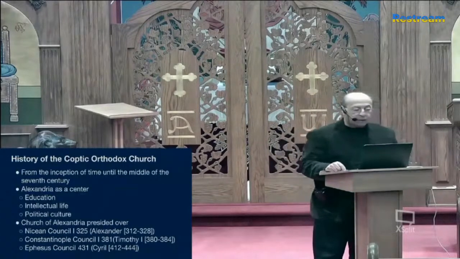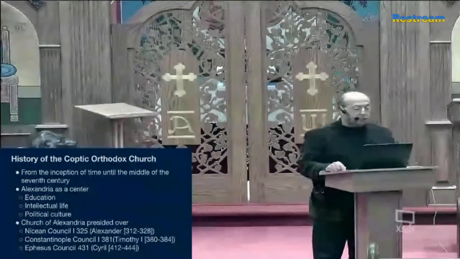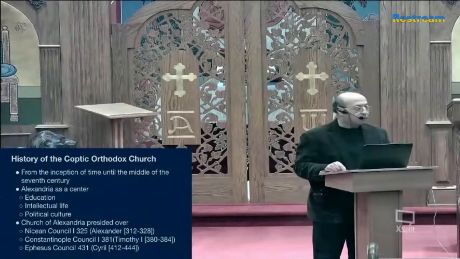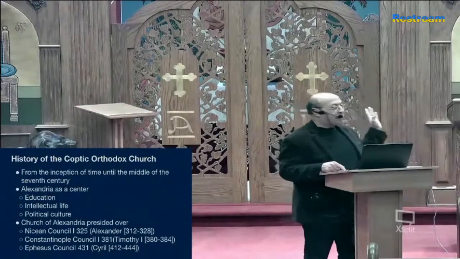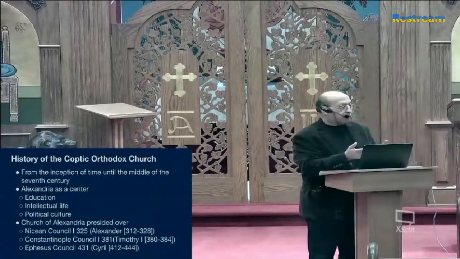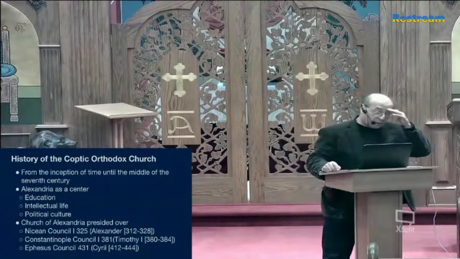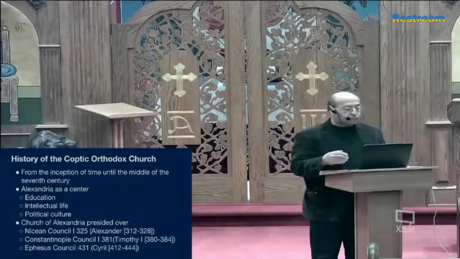Bishop Timothy in the Council of Constantinople I, and Bishop Cyril in the Ephesus Council in 431. You heard about Cyril? Who's Cyril? Pillar of the Faith. And he's here. You find his icon inside, and he's holding a book in his hand. And Cyril was an utmost student of Athanasius. So the first, second, and third ecumenical councils were led by the Alexandrian bishop.